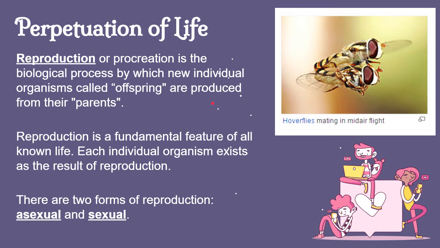If you still remember, when we talked about characteristics of life, we mentioned that one of the most important true criterion of life is the ability to reproduce. So reproduction or procreation is the biological process in which new individual organisms, which we call offspring, are produced from their parents. Okay? So it is a fundamental feature of all known living things, and each individual organism that exists today is a result of reproduction. There are two major forms of reproduction: asexual and sexual reproduction.